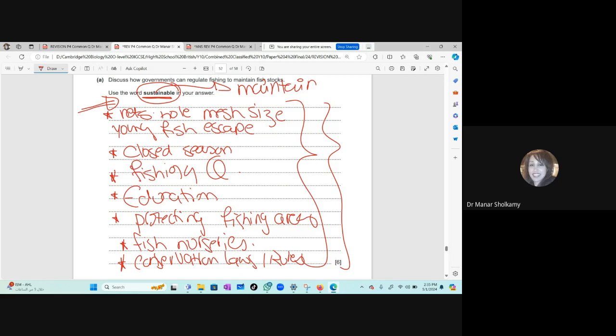It will finish. I will not have any more fish for me to eat or for my children to eat in the future. So this is what a sustainable development means. It's a development that will keep in mind an increasing human population.